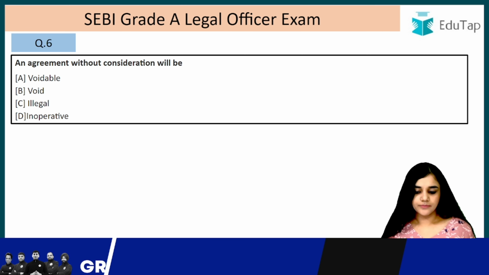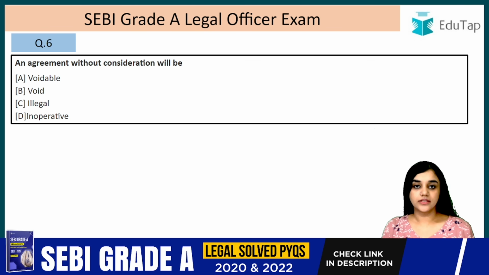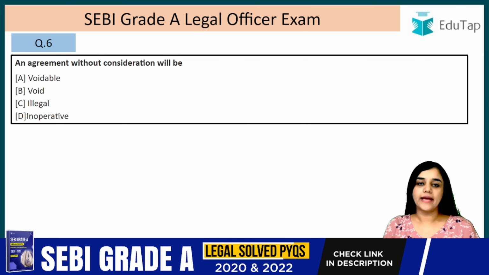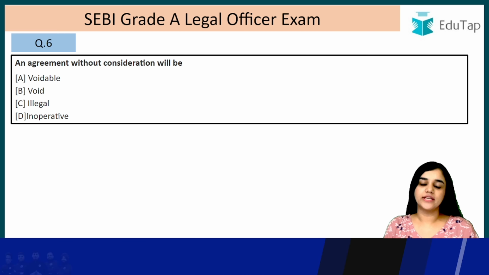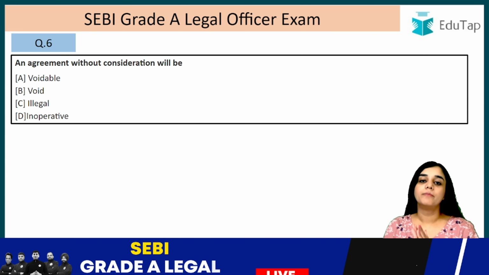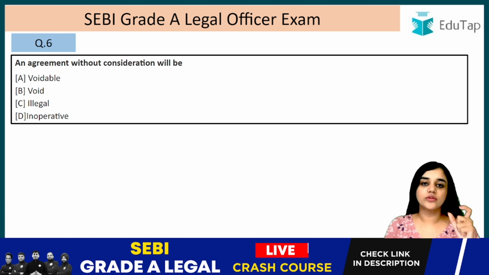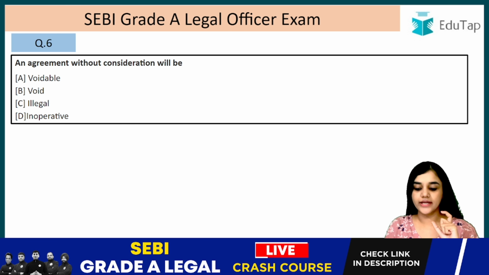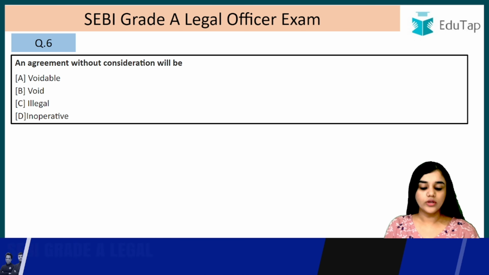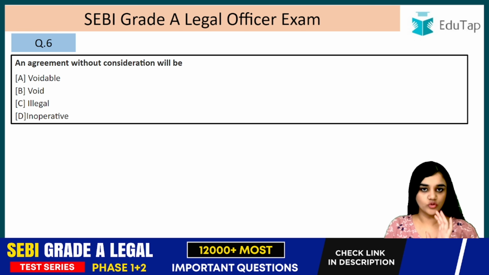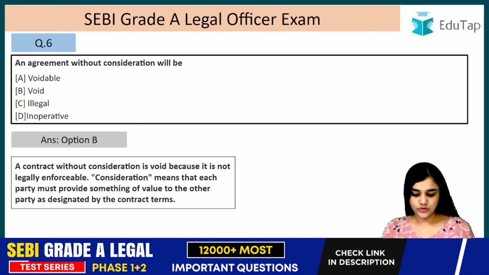Question number 6. An agreement without consideration will be. So as a general rule, any agreement without consideration is void. Consideration has to be by both the parties. Consideration means something of value, right? Something that is of any value, right? So any agreement without a consideration is void as a general principle. So the answer is option B.